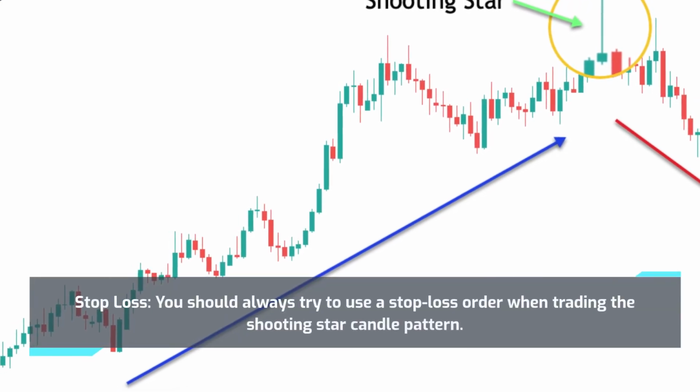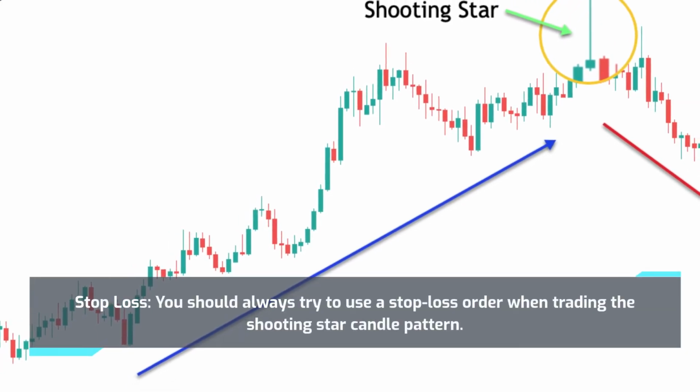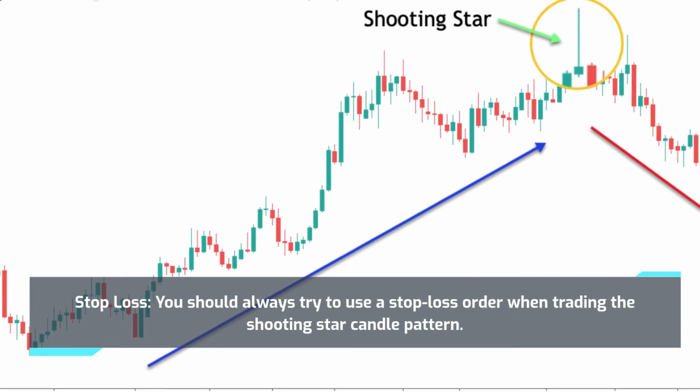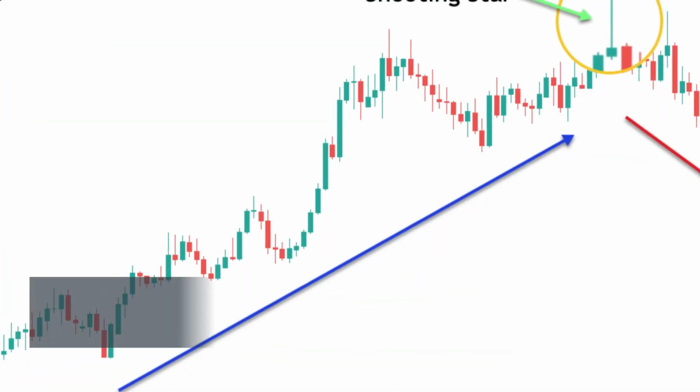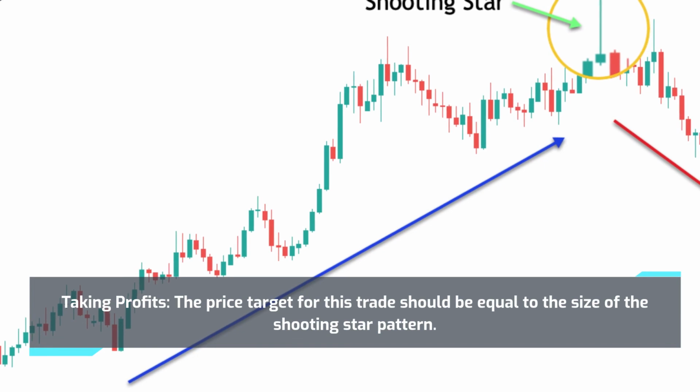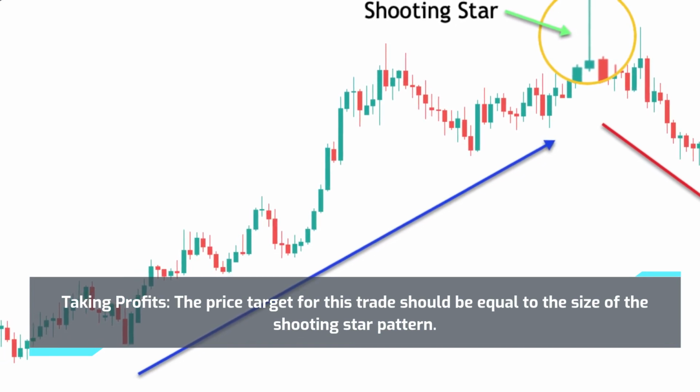Stop loss: you should always try to use a stop loss order when trading the shooting star candle pattern. Taking profits: the price target for this trade should be equal to the size of the shooting star pattern.